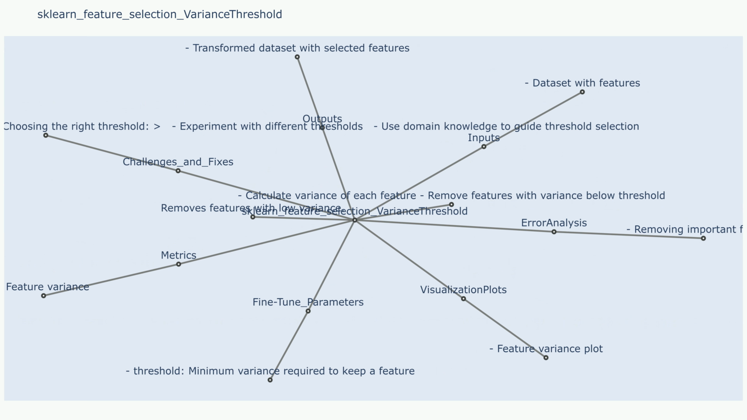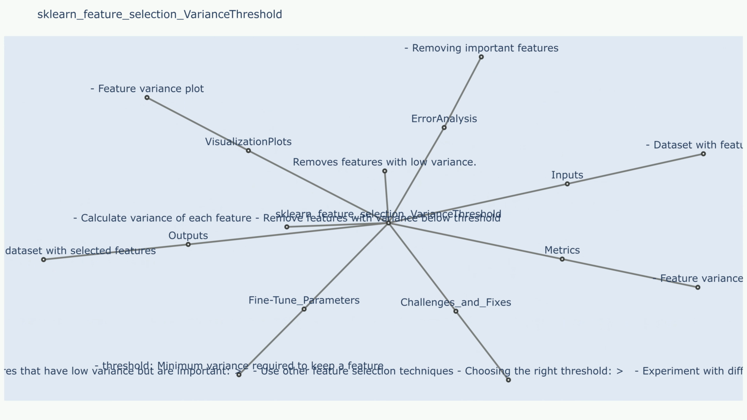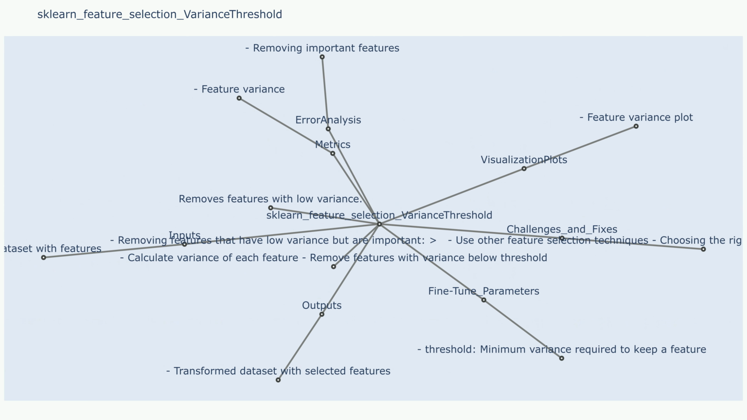Metrics. Variance measures how much the values of a feature vary from its mean. Feature importance. Indirectly, a higher variance can suggest higher feature importance. Visualization plots. Histogram of feature variances. A histogram can visually display the distribution of variances across all features, allowing you to identify features with low variance.